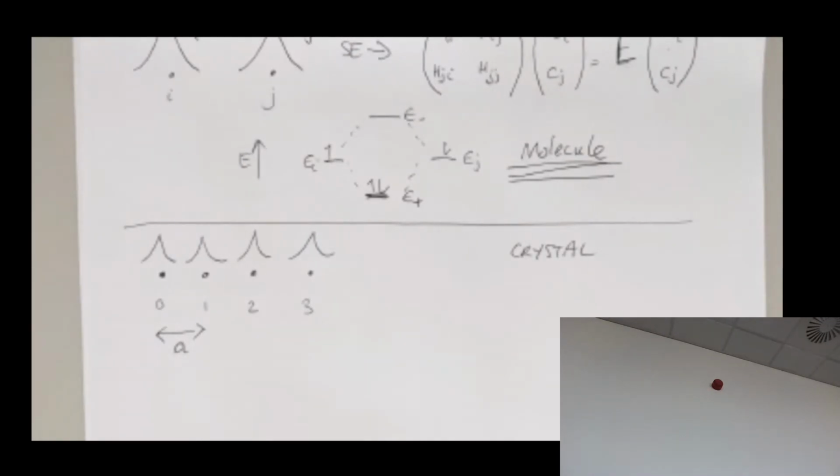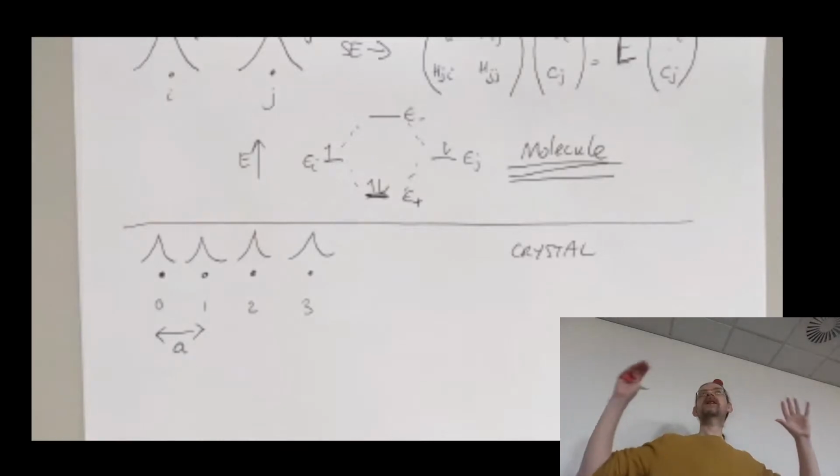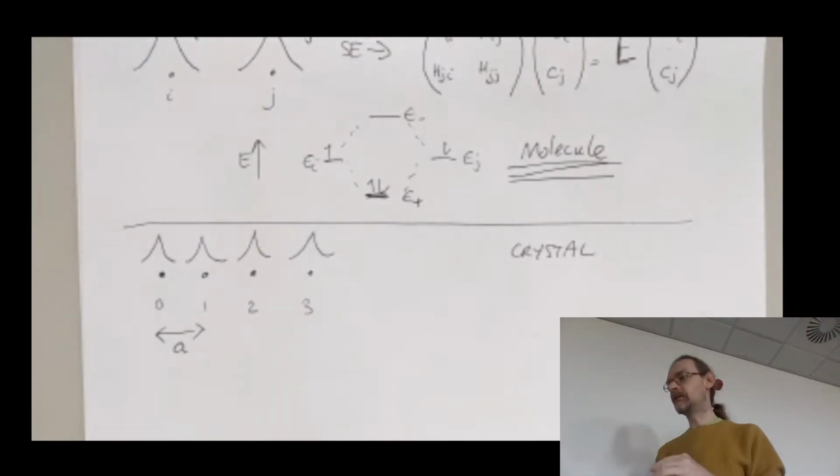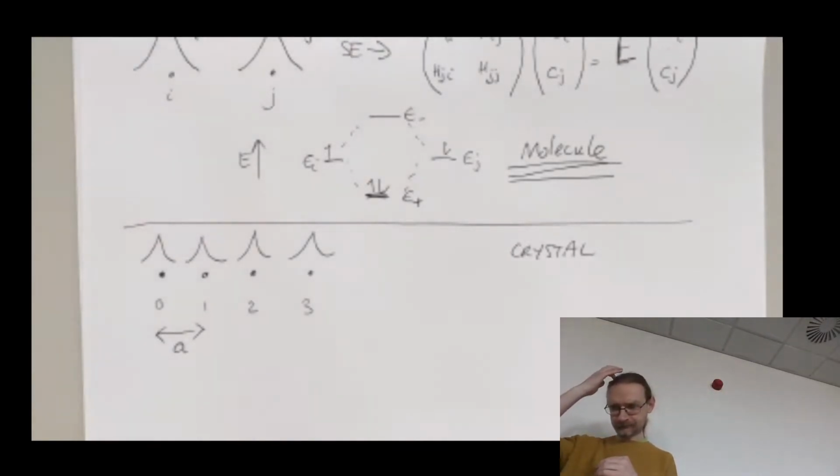They're all distance a apart, and we're just going to work in one dimension. So it's going to be a one-dimensional chain of atoms. Does that make sense as a picture? So we've just got this big long thing that just goes on as far as you can think.